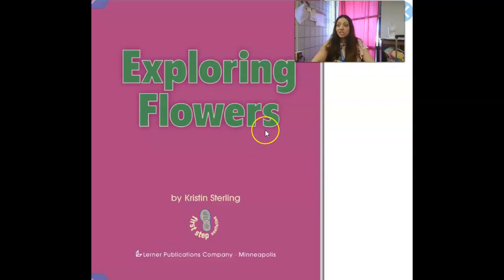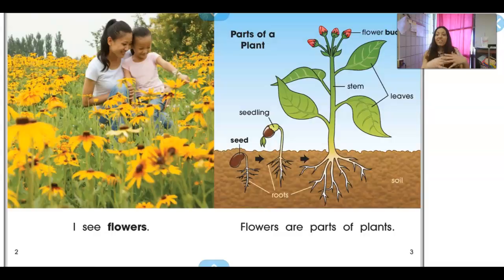So our story is just called Exploring Flowers, and it's written by Kristen Sterling. Now, this book is actually written for you guys to read. So as I'm reading, I want to see if you can read along with me. So I see flowers. Very good. Now I want you to notice the word flowers. What do you notice about it?